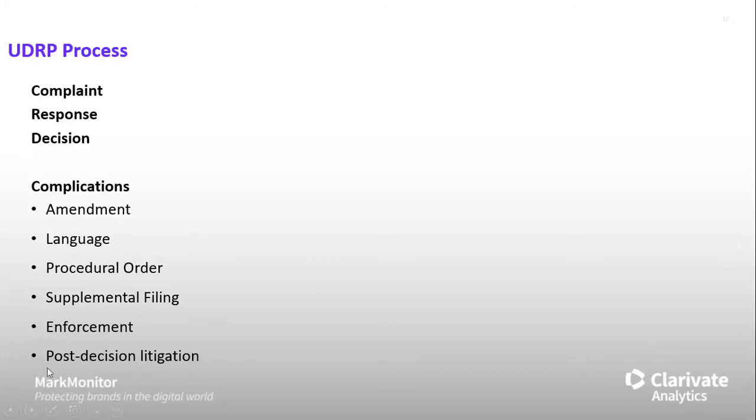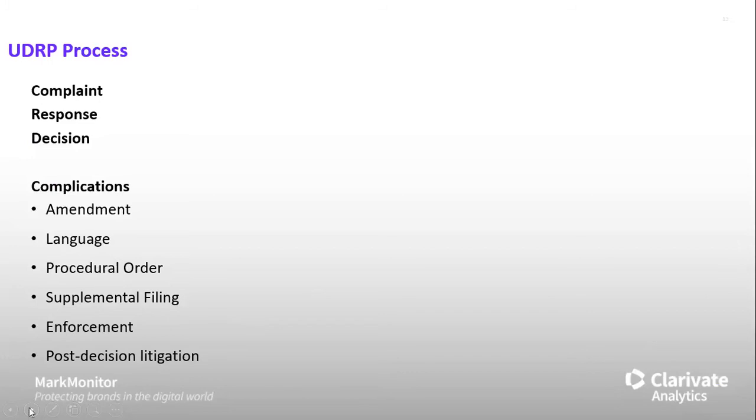Now, every UDRP proceeding may have some of these complications that you can see on the screen here, as well as others, and so it's important to be prepared, especially because amendments or requests for changing the language of a proceeding or responding to procedural orders can sometimes have a very short timeline of perhaps 5 days, which is typically what WIPO expects, to respond and submit the appropriate document.